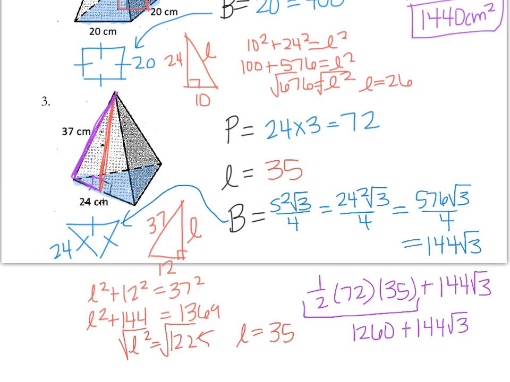Remember when we did prisms that we did not combine these, so you're just going to leave this as your answer. I'm going to throw the units on the end, centimeters squared, but you're not actually going to add that. You're not allowed to add that because one of them has a radical and one doesn't. So you're just going to stop at that point, and that's as far as you can simplify that.